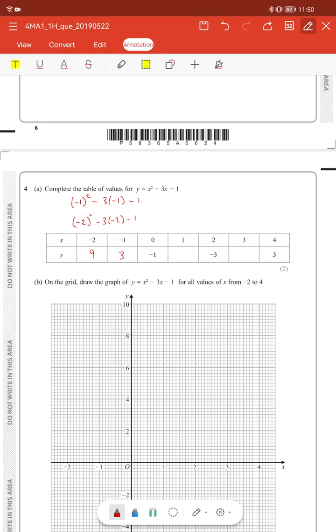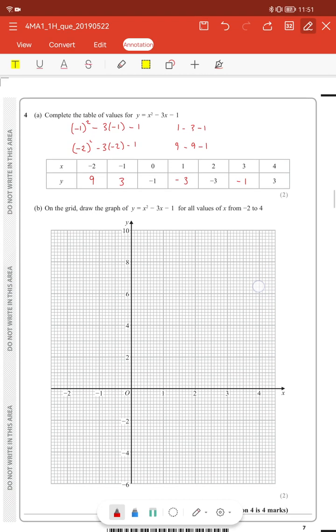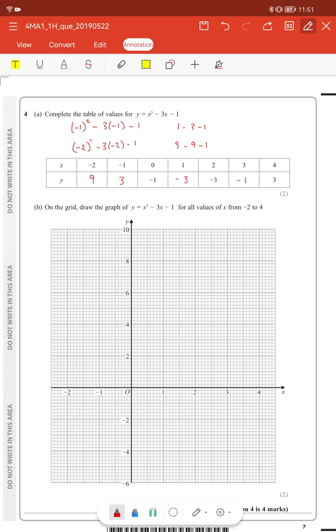If we put 1 into this, we're going to get 1 minus 3 minus 1, which gives us minus 3. If we put 3 into this, we're going to get 9 minus 9 minus 1, which gives us minus 1. And we want to then plot this as accurately as possible. So we're going to put a mark there. We're going to put a mark there. A mark there. At minus 1, it gets down to minus 3.